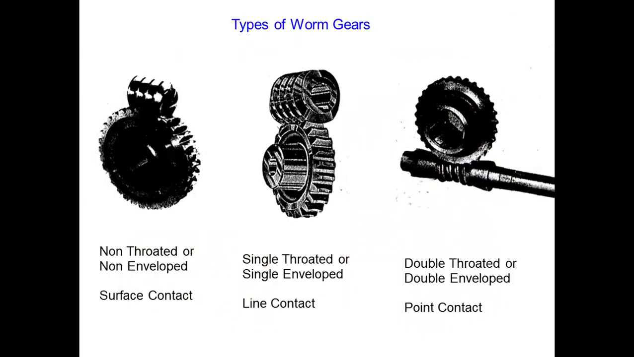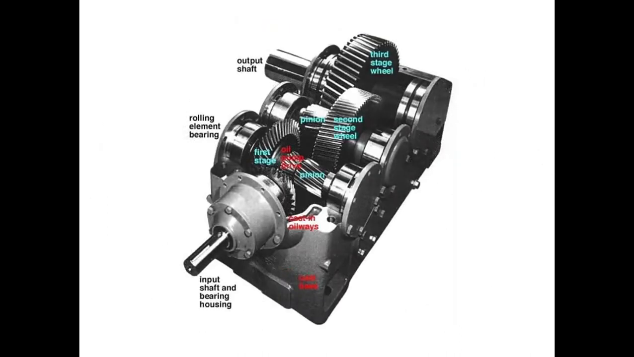Types of worm gear: non-throated or non-enveloped with surface contact, single-throated or single-enveloped with line contact, and then double-throated or double-enveloped with point contact. So you can see here the input shaft and bearing housing, the rolling element bearing, then the output shaft, third stage angle, second stage wheel, pinion, first stage, oil groove, and all these things are there.